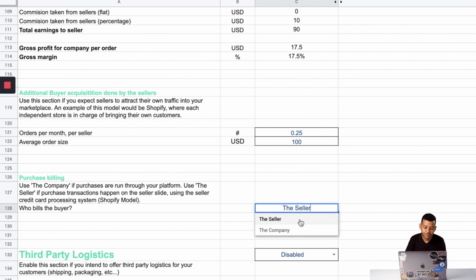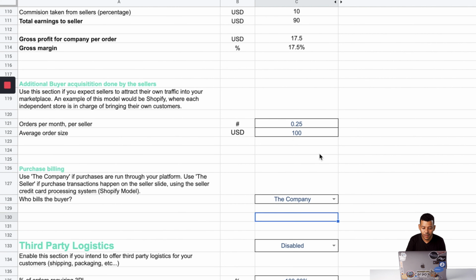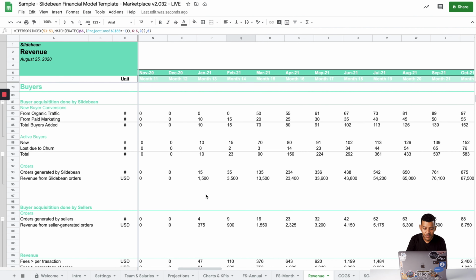All right, so let's set it to the company, which is what we're going to be using. And let's look at how this looks. All right, so we have buyers. The marketplace launched in January, so we say that we have 10 buyers acquired here on January 2021. That's the first month, and they came from paid marketing. None from organic, because remember, organic only kicks off until March.